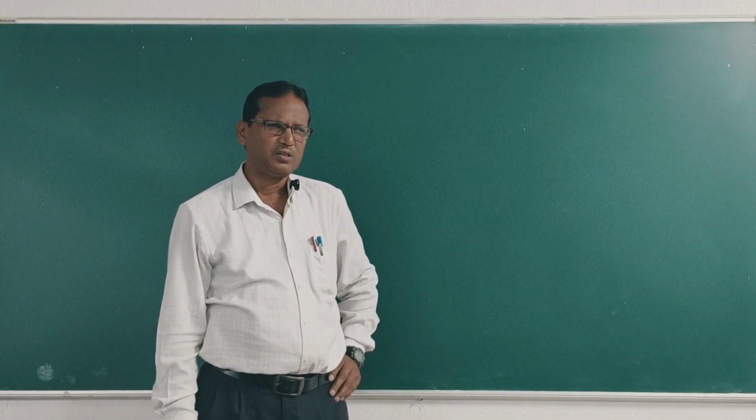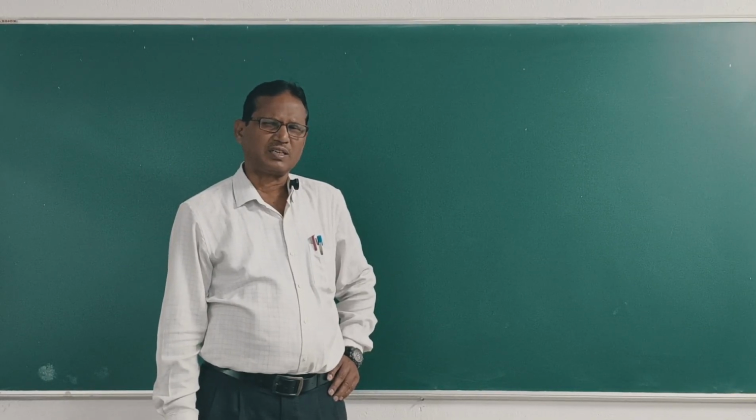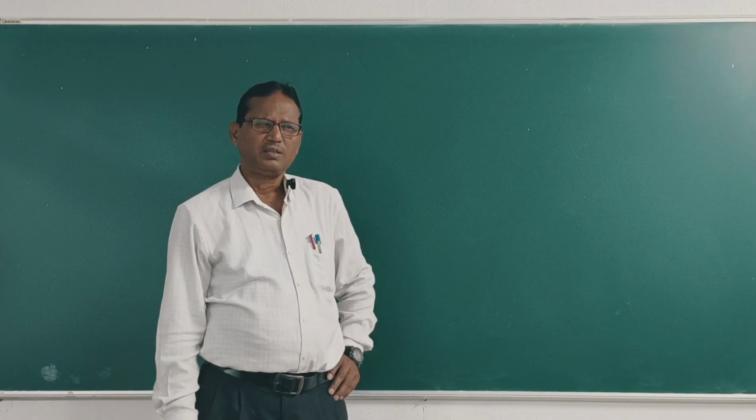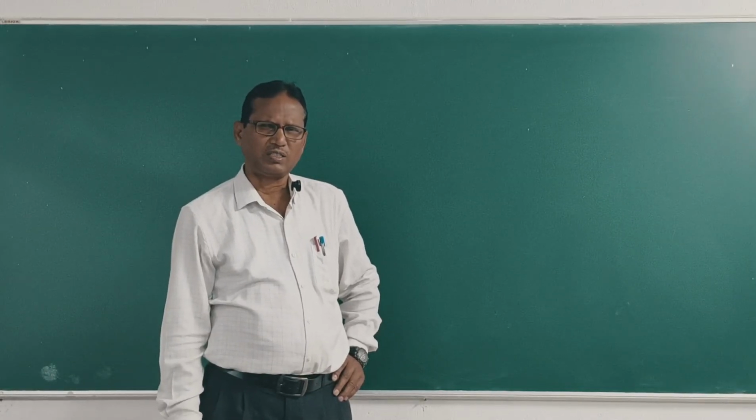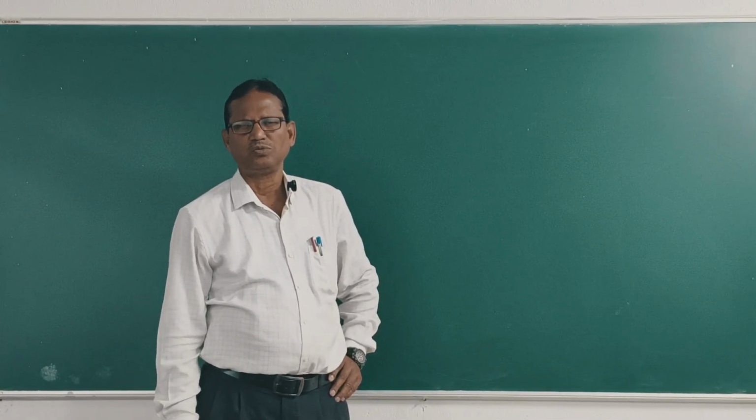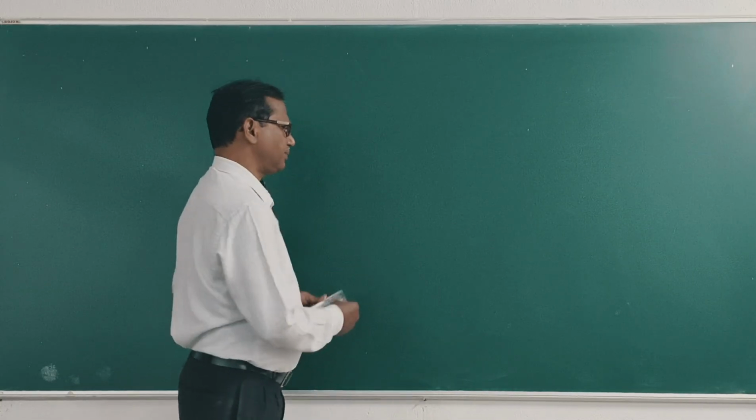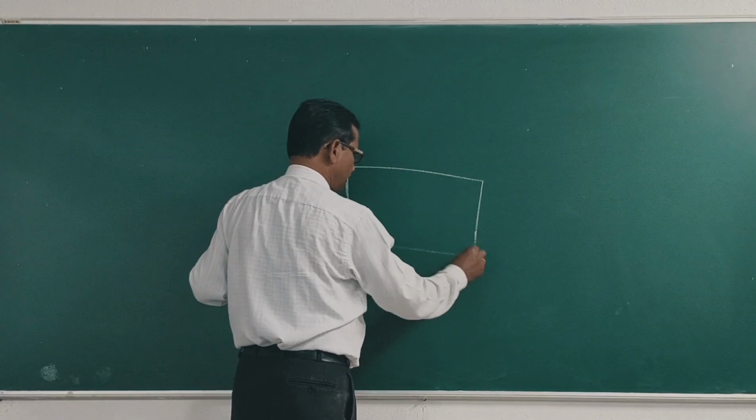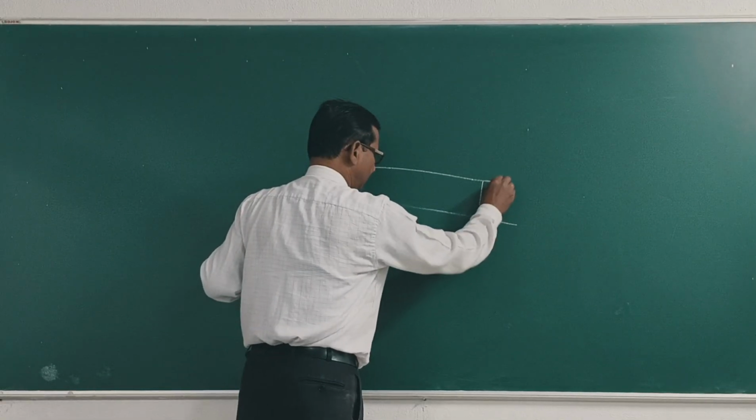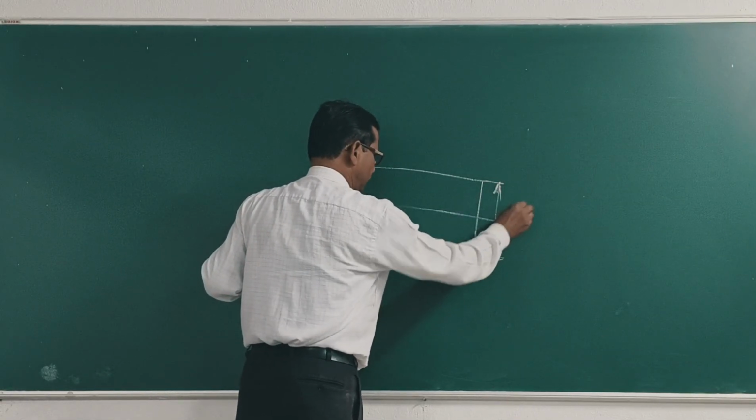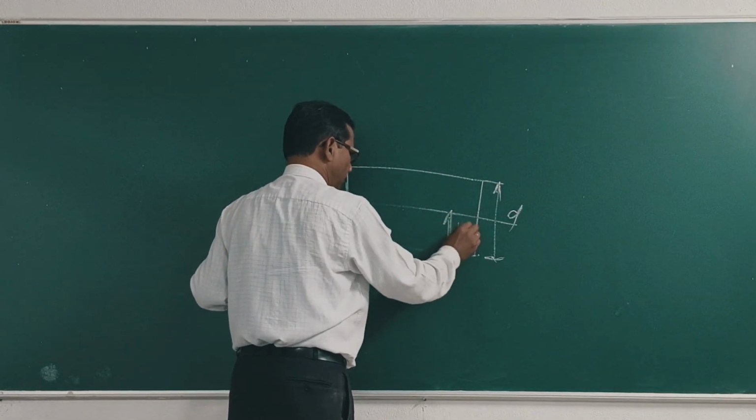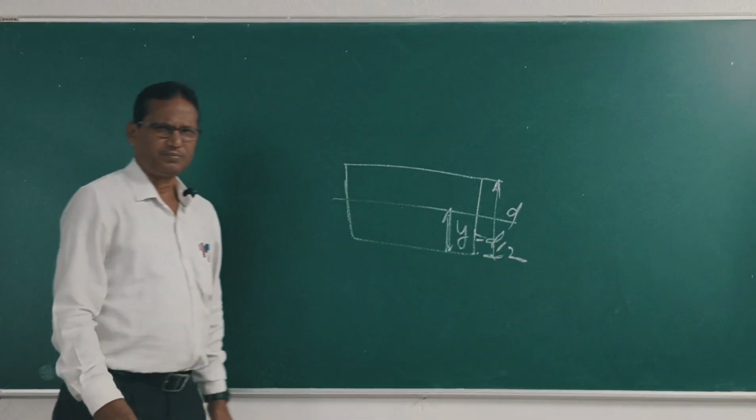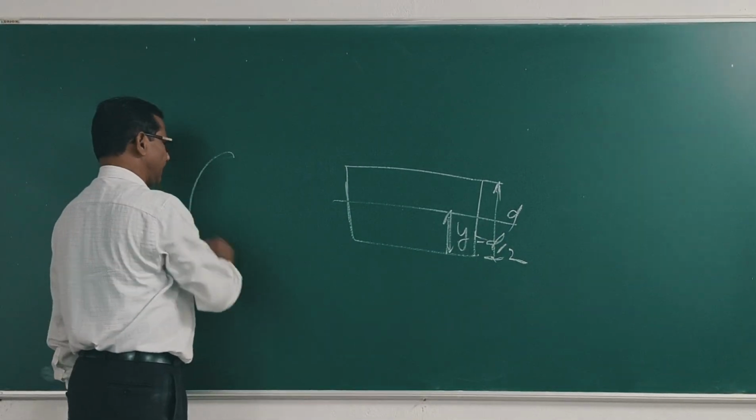Clear? So in case of a symmetrical section, the distance of the extreme fiber from the neutral axis passes through the CG, y is equal to d by 2. This is a symmetrical section. This is d, this is y. What is y equal to? D by 2. Clear?